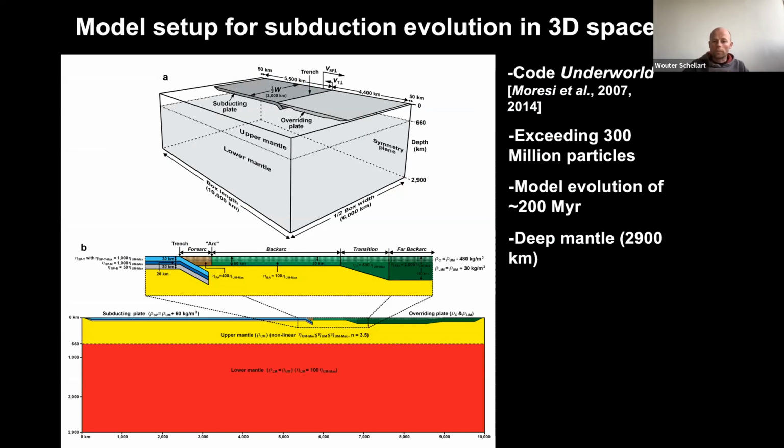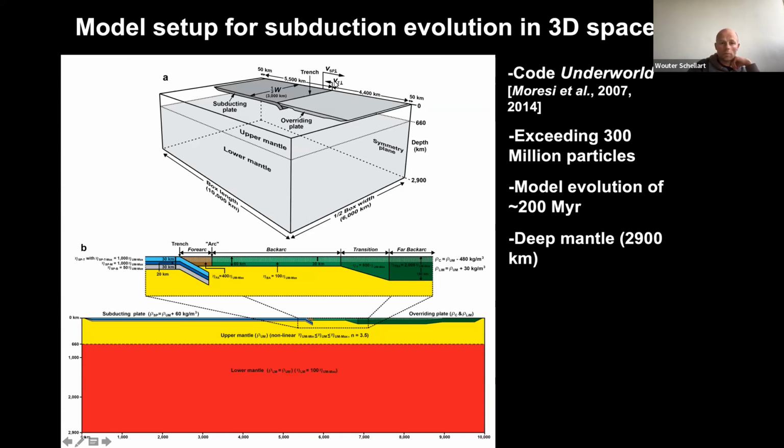Okay, so what can we do to try and get some more quantitative understanding? Well, we can try and run some interesting geodynamic models. We can either do that in the lab using analog models, or we can do it on a computer using numerical models. And here I'll just show some results from numerical models conducted with the Underworld code developed in Australia by Moresi and colleagues.